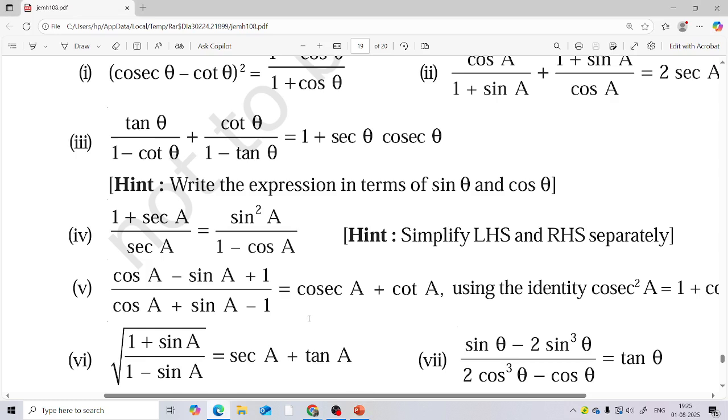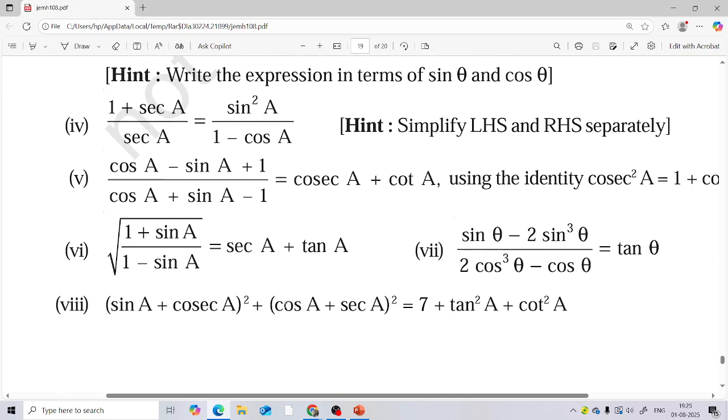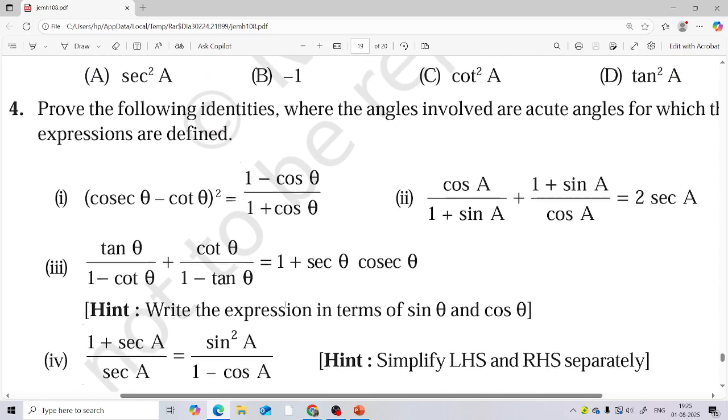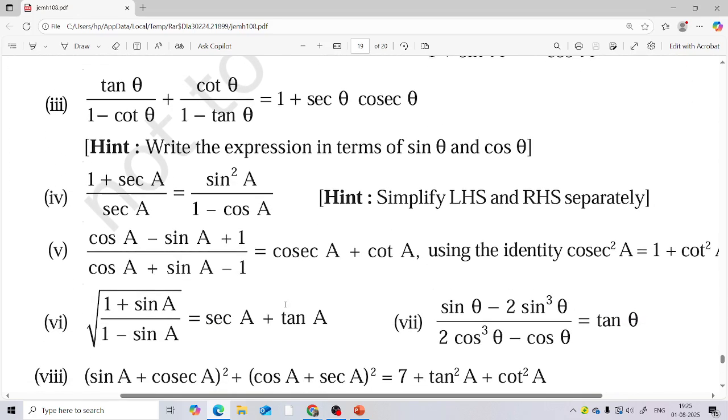There will be one question. You just practice the textbook questions because the similar question will be asked in board exam. All the difficult questions are there in the exercise. Many questions I discussed in the previous class.